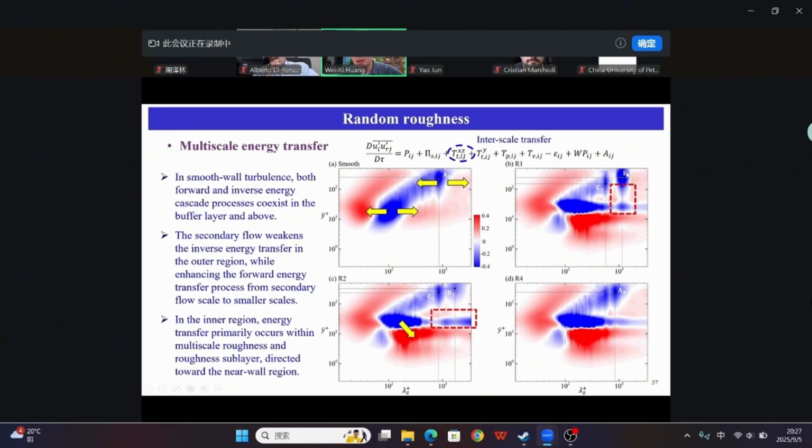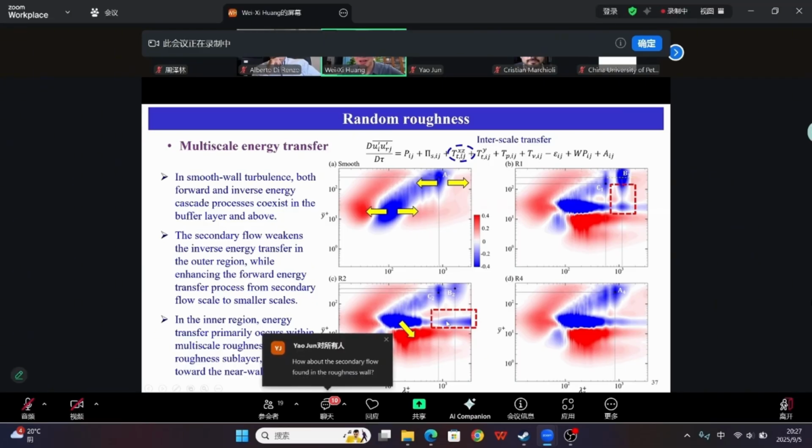But in the rough wall case, due to the appearance of the secondary flow, it will change the energy transfer process. The very large scale motion peak will be much weakened. And the near wall also becomes much different as compared with the smooth wall case.